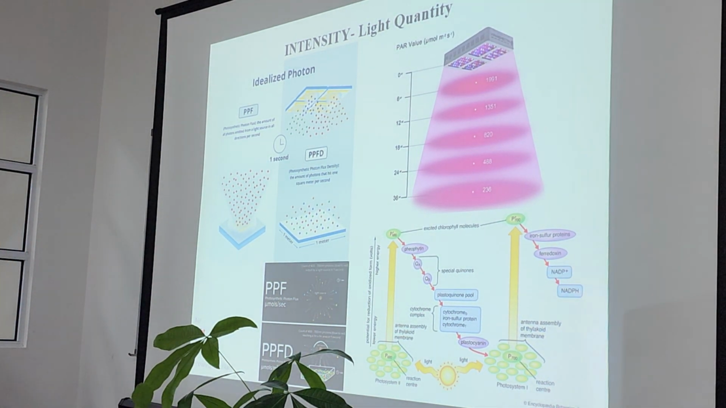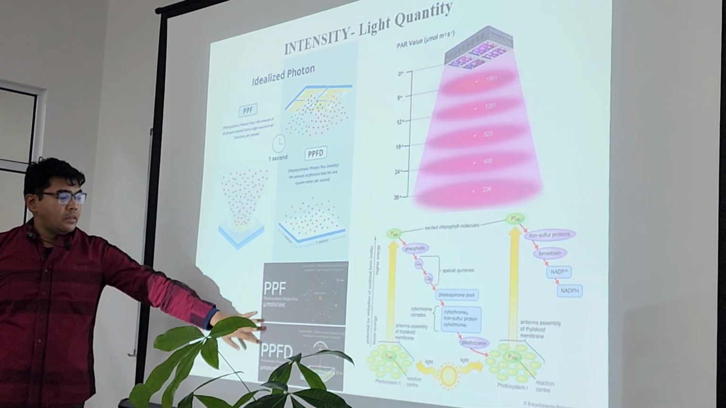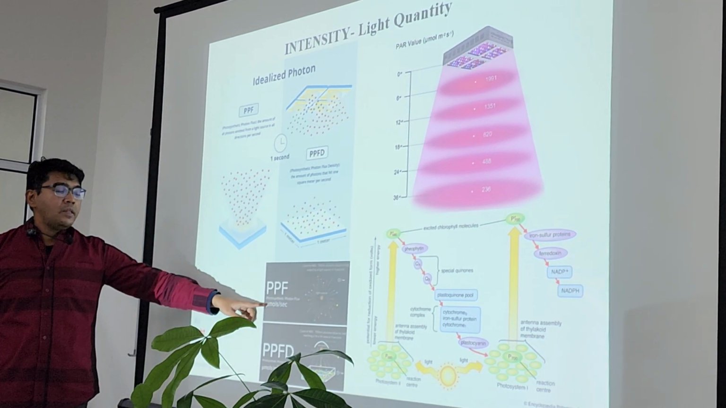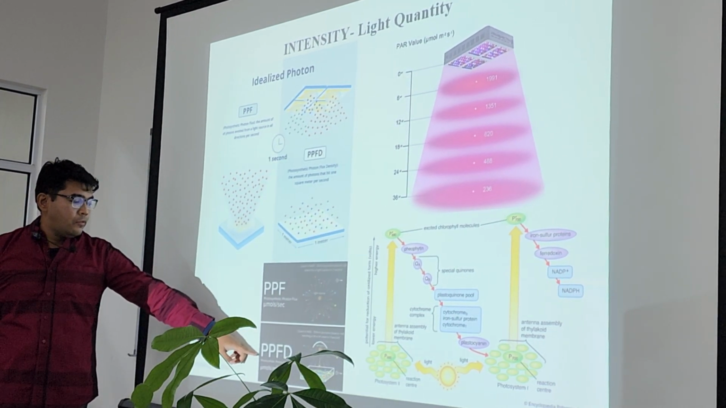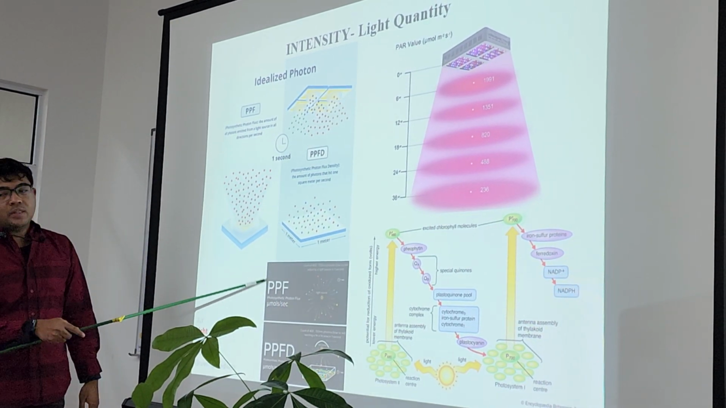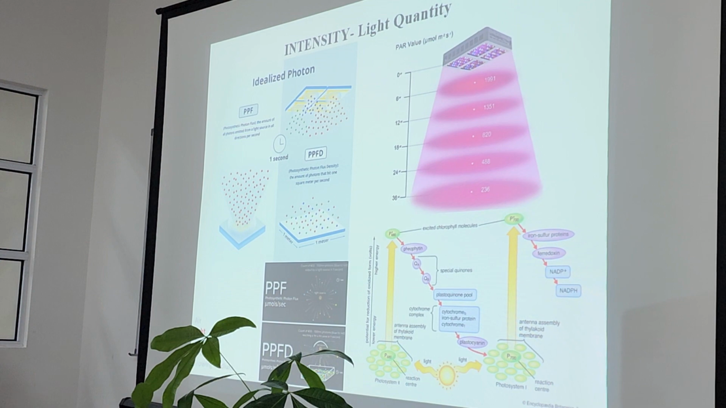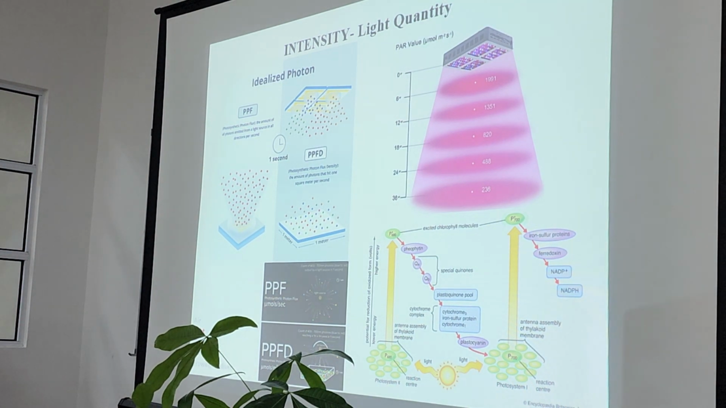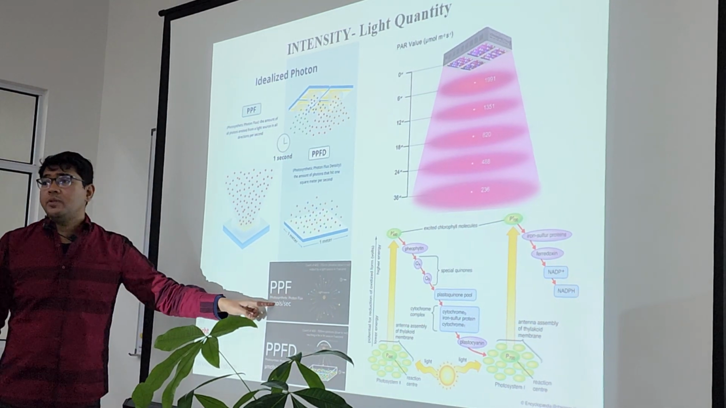So, please understand the difference between these two, PPF and PPFD: photosynthetic photon flux and photosynthetic photon flux density. When it says photosynthetic, there is a limit of wavelength, meaning that we are talking about between the wavelength of 400 nanometers to 700 nanometers only. The moment you see the word photosynthetic.